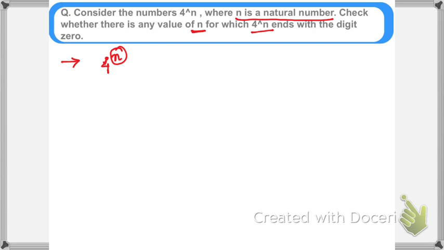So 4 can be written as 2 squared, right? Since this is 4 to the power n, we can write it as 2 squared to the power n. So this is equivalent to 2 to the power 2n, as these two powers get multiplied.